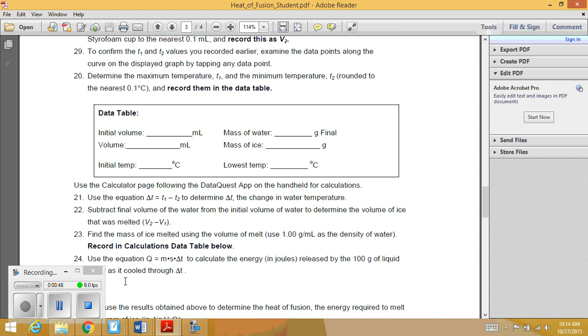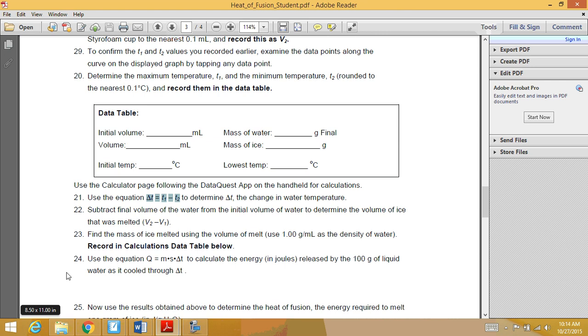Delta T can be very easily figured out by the equation I just highlighted. Delta T is just T1 minus T2. So your initial temperature minus your lowest temperature, that's your delta T that will plug and chug into a calculation in a minute. For that calculation, you guys also need to have the final volume of mass to figure out the ice that was melted.